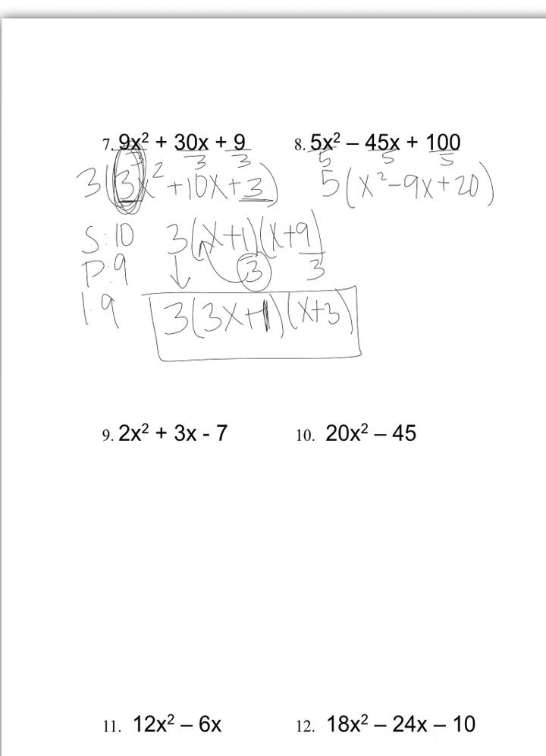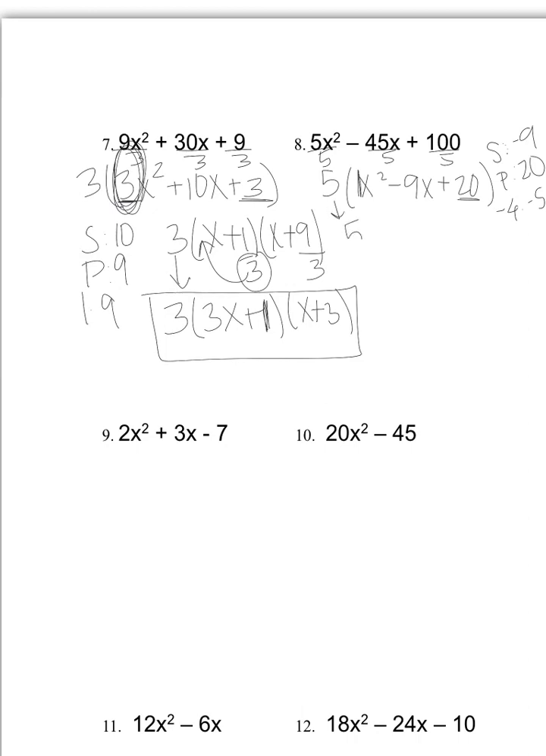And then we have 3 terms, so we want the sum to equal the middle number, which is negative 9. The product to equal the outsides. Notice on this example, that coefficient of x squared is 1, so that product's going to be 20. Since you're multiplying to get a positive, adding to get a negative, they would both have to be negative. So that would be negative 4 and negative 5.